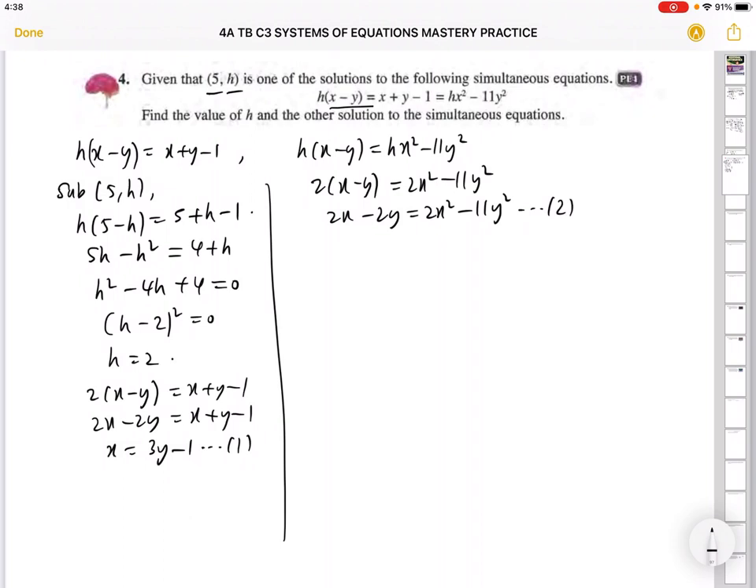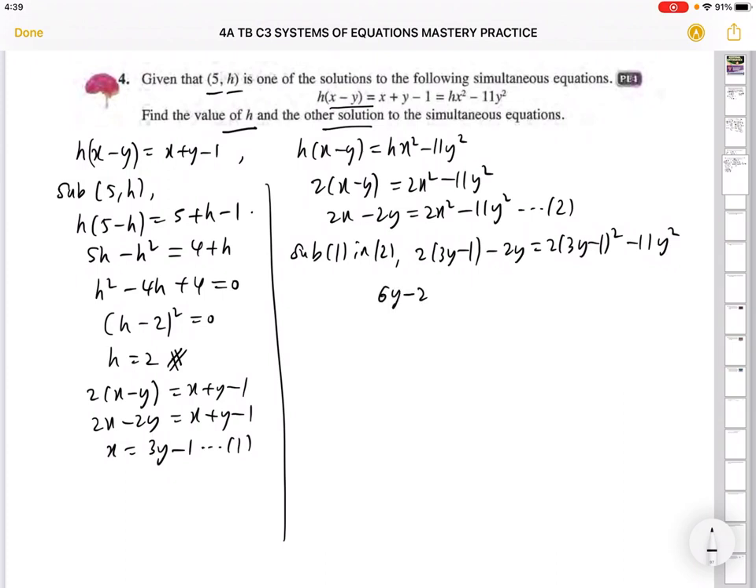You found the value of h already, but you need to find the other solution. To find the value of the other solution, we just sub equation 1 inside equation 2. So I will get 2(3y minus 1) minus 2y equals 2(3y minus 1) squared minus 11y squared. Okay, let's expand this. 6y minus 2 minus 2y equals 2.